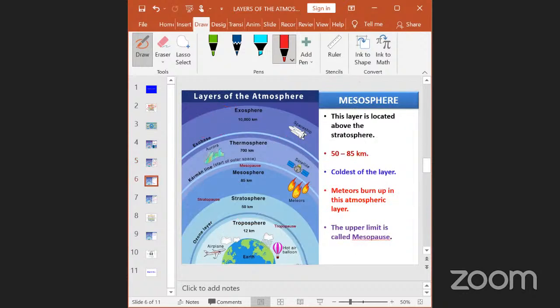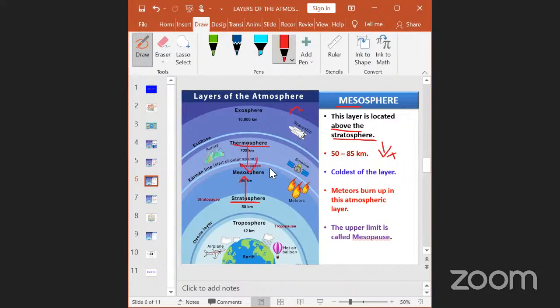The next one is the mesosphere. Meso means middle. This layer is located above the stratosphere and below the thermosphere. You see here, where is the stratosphere? This one, and the thermosphere, this one. So this is above the stratosphere and below the thermosphere.